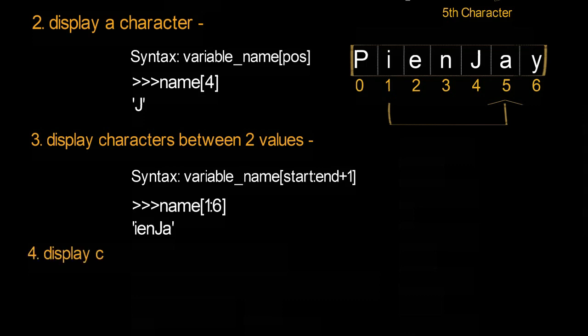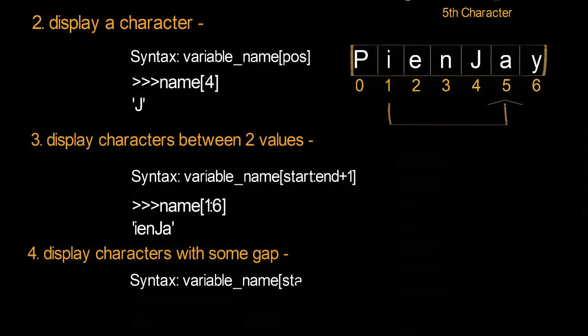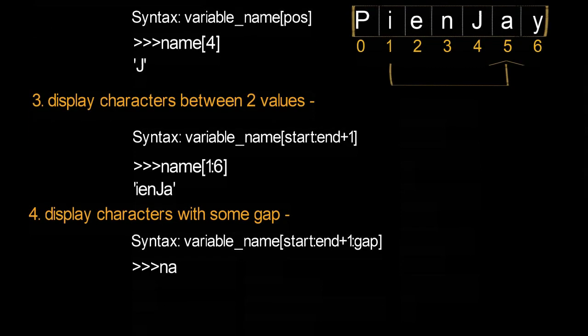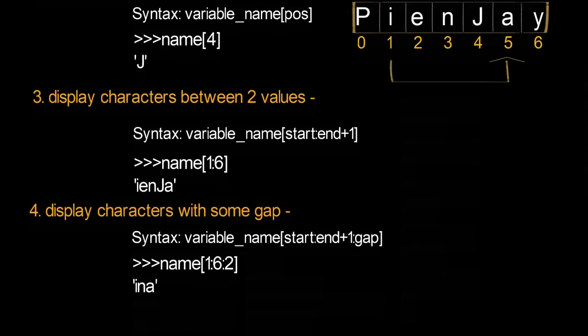So if we want every alternate character to be displayed, like every second character, we can use name of variable, start colon end plus 1 colon gap, like name bracket 1 colon 6 colon 2, and it will result in INA. We can see that every second character is displayed from the string.